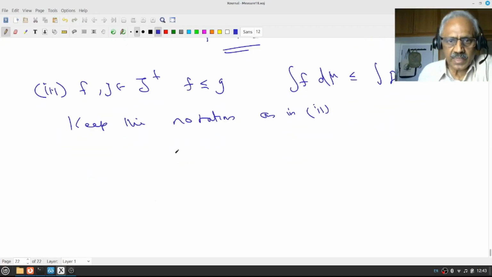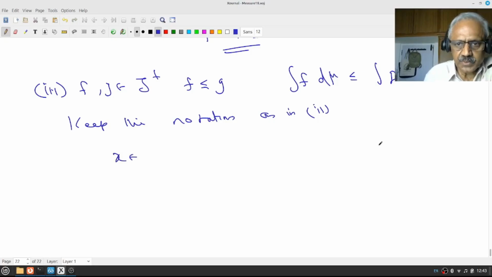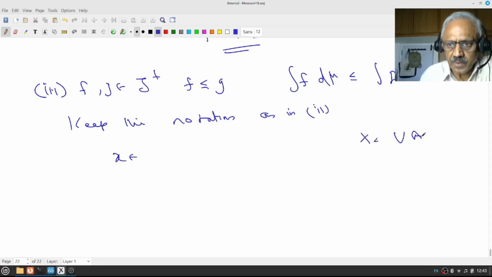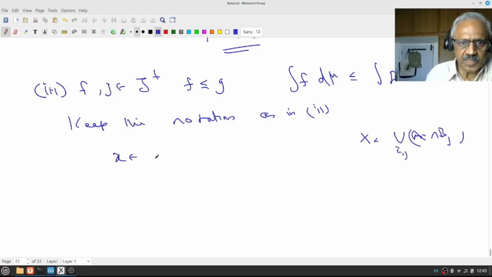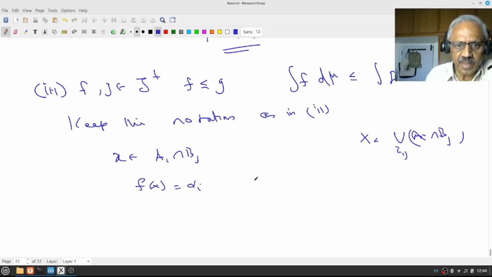Then let us look at the case where x belongs to a_i intersection b_j, so I know x is in the union of a_i intersection b_j, where i and j vary. If x belongs to a_i intersection b_j, notice that it may be empty. In that case, there is no problem. Then let us look at what will be my f(x). If x belongs to a_i, it is going to be alpha_i, and since x belongs to b_j, therefore g(x) is beta_j, right?